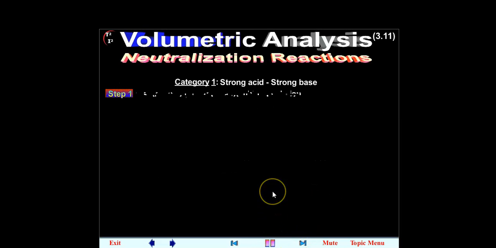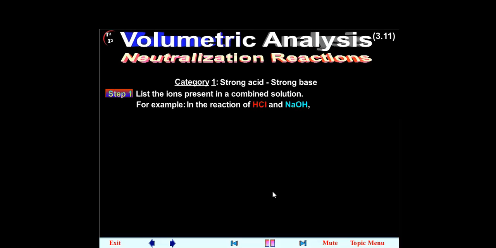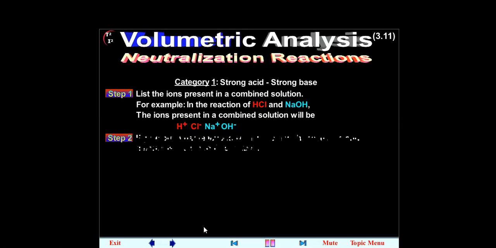Step 1. List the ions present in a combined solution. For example, in the reaction of HCl and NaOH, the ions present in a combined solution will be H+, Cl-, Na+, OH-. Step 2. Figure out what reactions would occur with these ions and determine the net ionic equation.